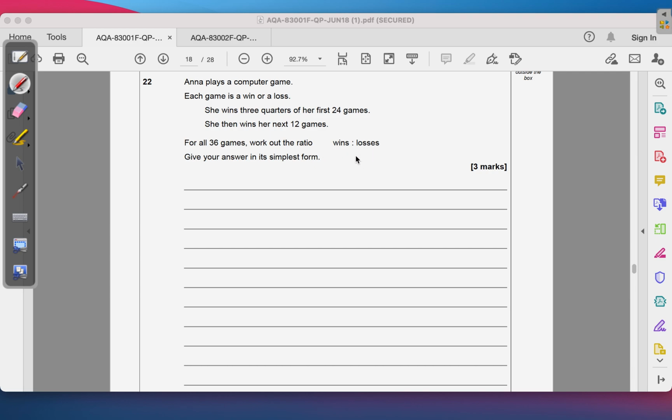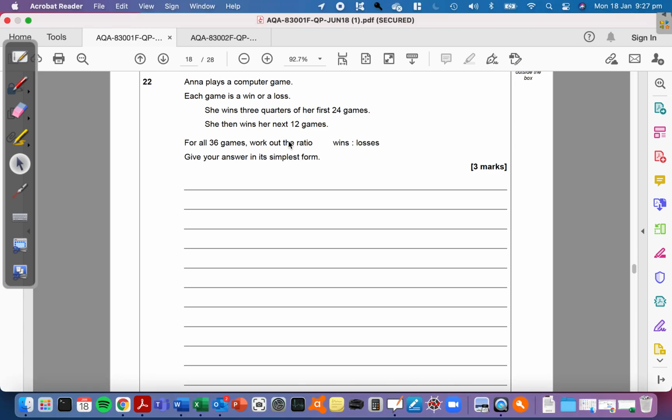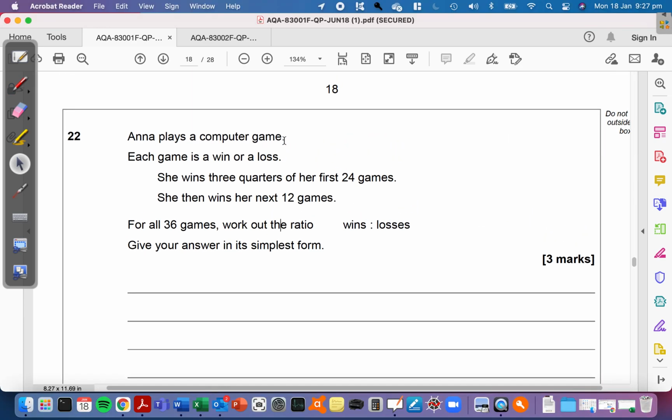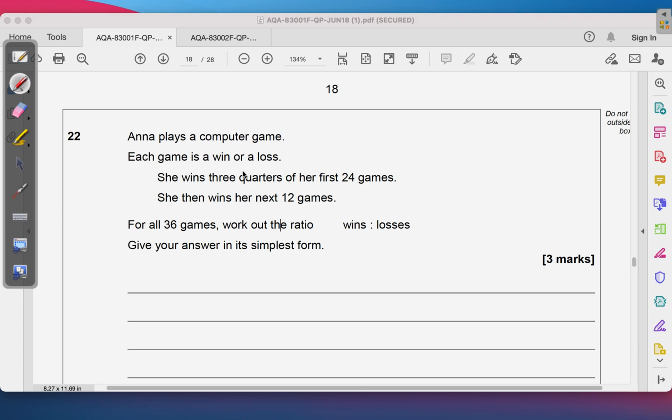Okay, so with questions like this, I like to go down in order. I like to work out each bit at a time. So I'm just going to zoom in a bit. So let's have a look. First bit here, she wins 3/4 of her first 24 games. To work out how many games that is that she's won, I need to do 3/4 of 24.